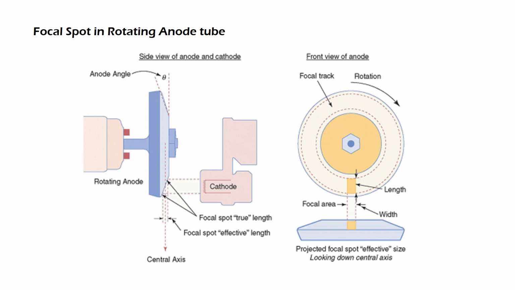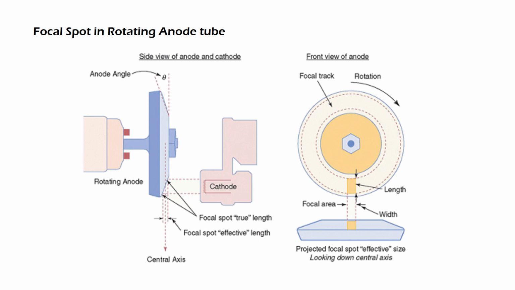The illustration shows the side view of the anode and cathode, as well as the front view of the anode. The beveled surface of the anode forms the focal track. Here, unlike the stationary anode tube, the cathode is eccentrically mounted, aligned with the focal track of the anode. The anode angle, theta, is the angle of the beveled target surface with reference to the vertical or central axis.